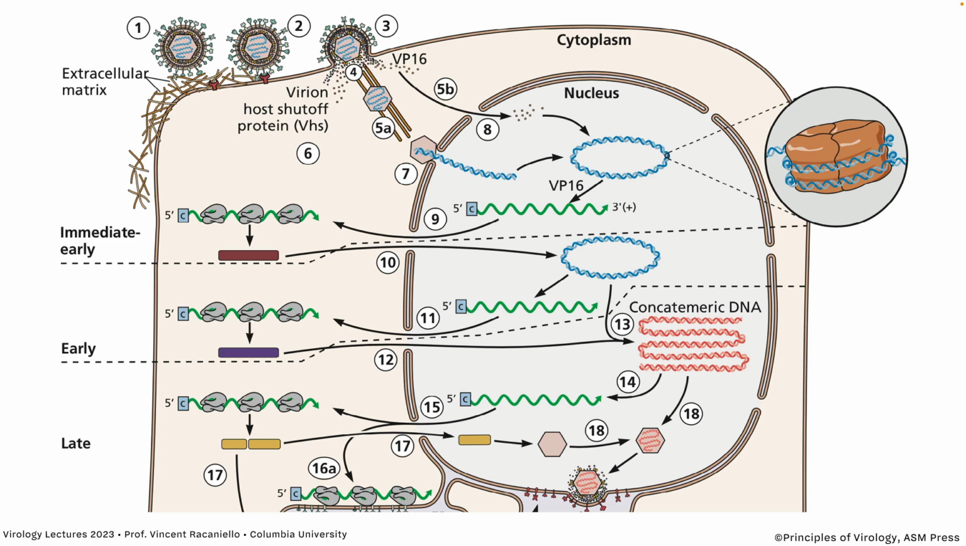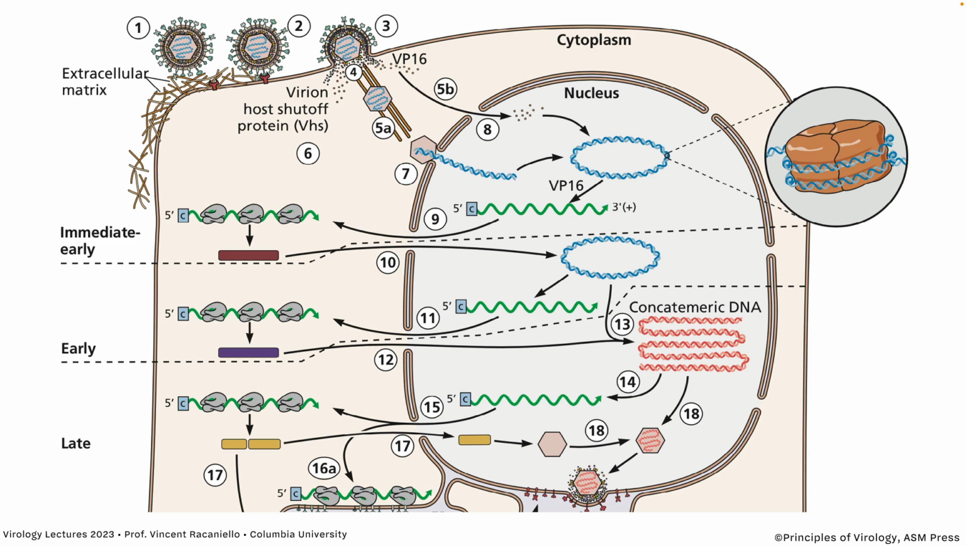So you get immediate early transcripts made. The protein is made, goes back in the nucleus to activate the early promoter, early messenger made, which include all the things you need to make DNA, and so then the DNA is replicated. And then you have late gene, late promoter activation, encoding the structural proteins that build the new virus particle. So in all cases, we delay the synthesis of structural proteins until we have DNA.